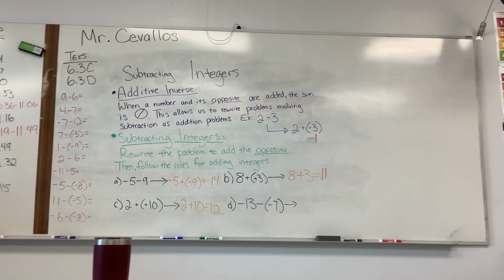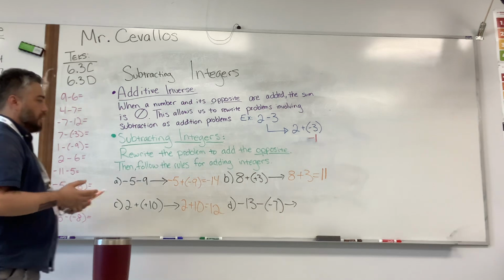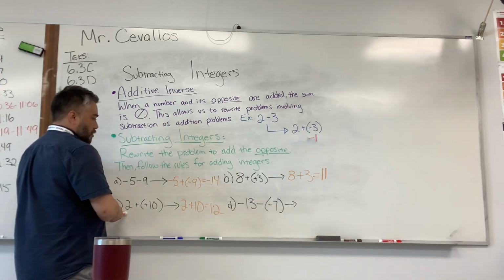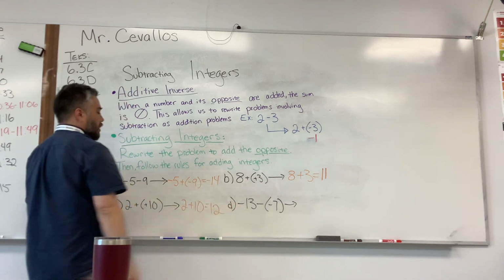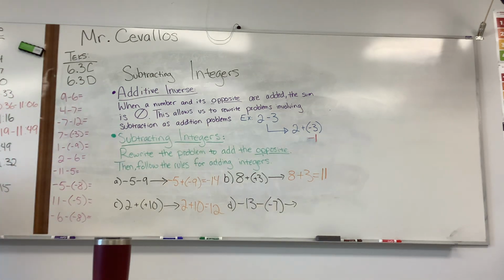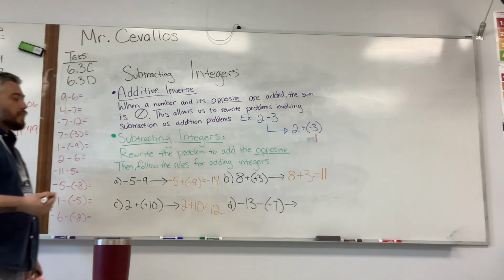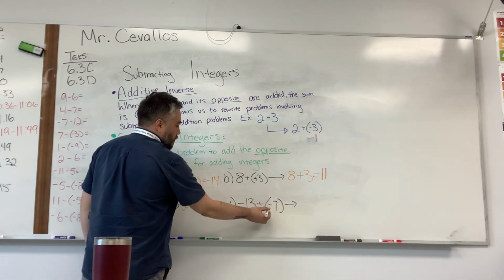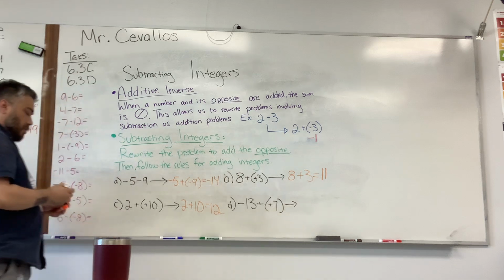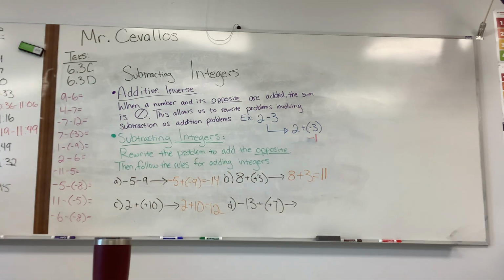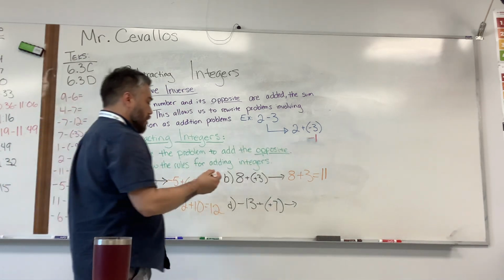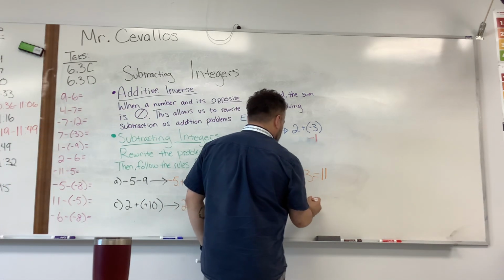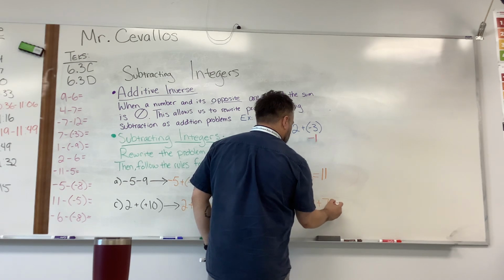All right, D is slightly different. We're going to follow the same rules. The only difference is that instead of starting with positive 2 or positive 8, we're starting with a negative value. So we have negative 13 minus negative 7. Again, we cannot do that. We must add the inverse, the opposite of negative 7, which is positive 7. I can rewrite this as negative 13 plus 7.